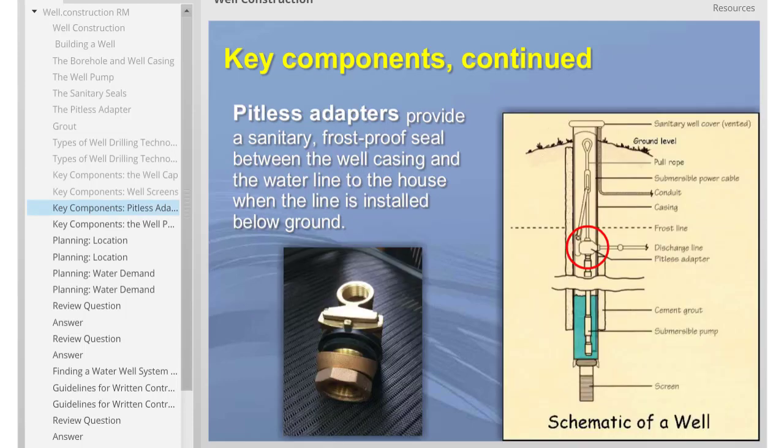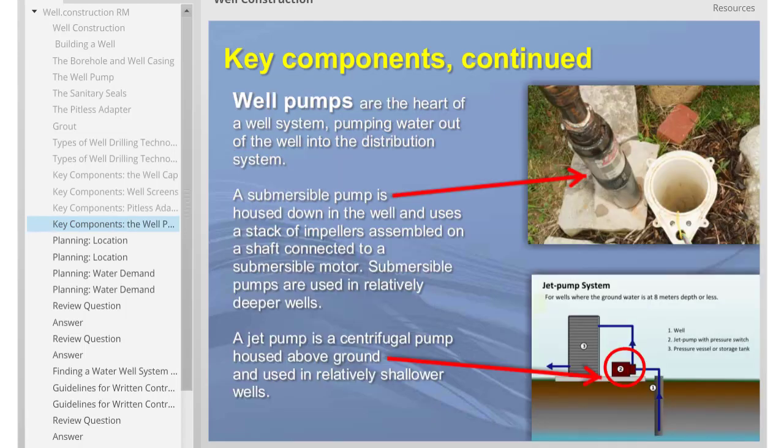Pitless adapters provide a sanitary frost-proof seal between the well casing and the water line to the house when the line is installed below ground. Well pumps are the heart of a well system, pumping water out of the well and into the distribution system. A submersible pump is housed down in the well and uses a stack of impellers assembled on a shaft connected to a submersible motor. Submersible pumps are used in relatively deeper wells. A jet pump is a centrifugal pump housed above ground and used in shallower wells.